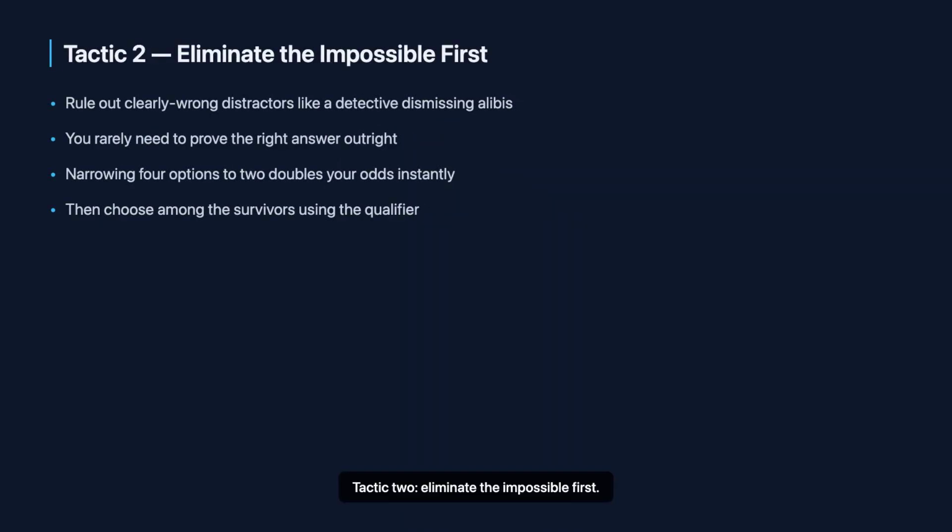Tactic 2. Eliminate the impossible first. Work like a detective ruling out suspects with airtight alibis. You rarely need to prove the right answer outright. You just need to disqualify the ones that can't be it. Narrowing 4 options down to 2 instantly doubles your odds. Then choose among the survivors using the qualifier word from Tactic 1.